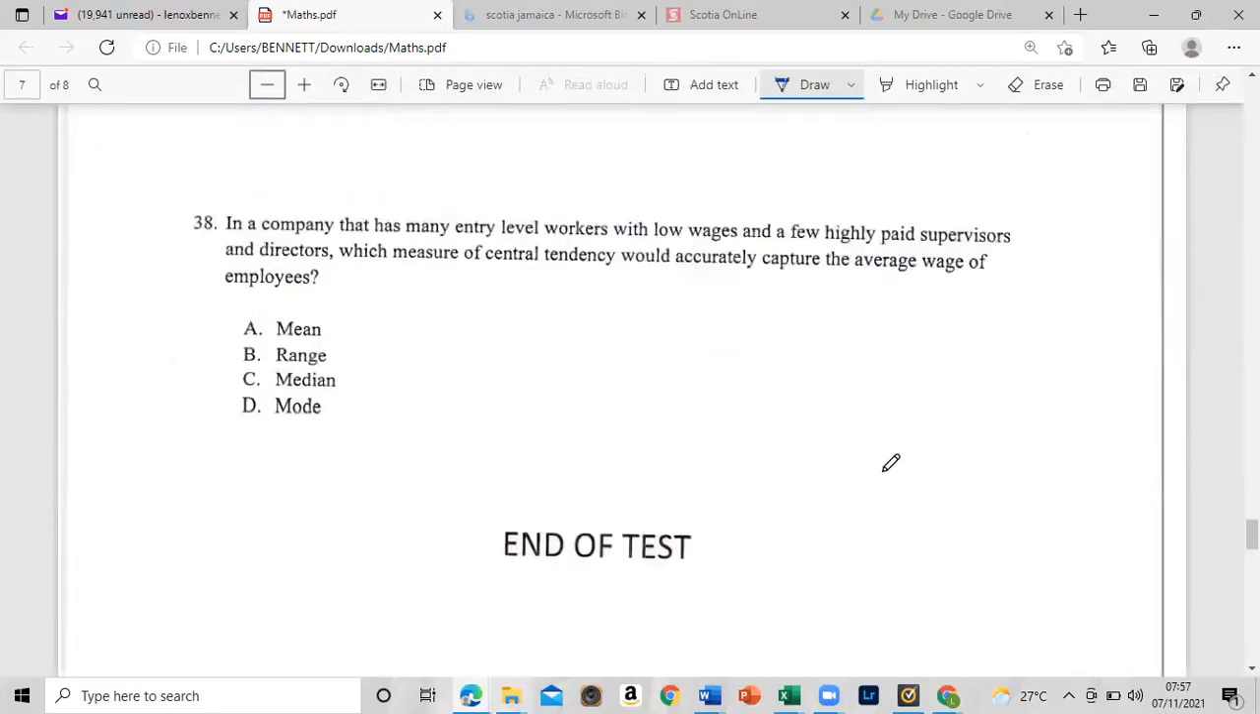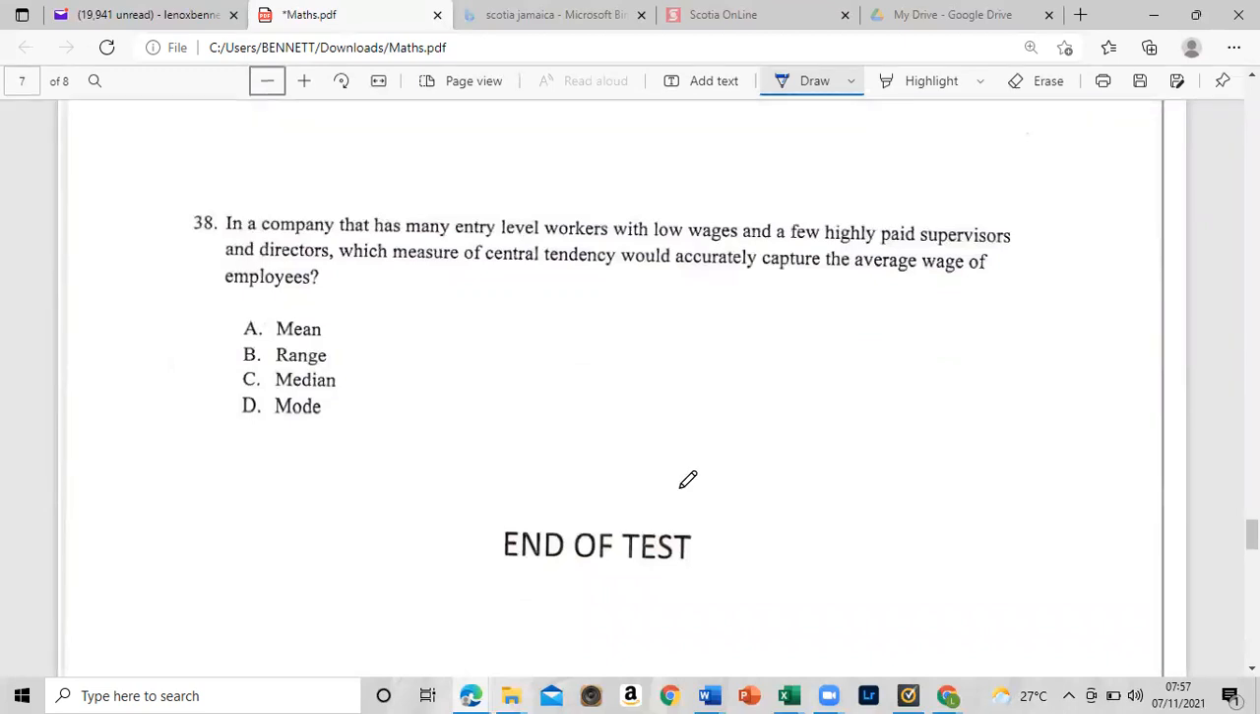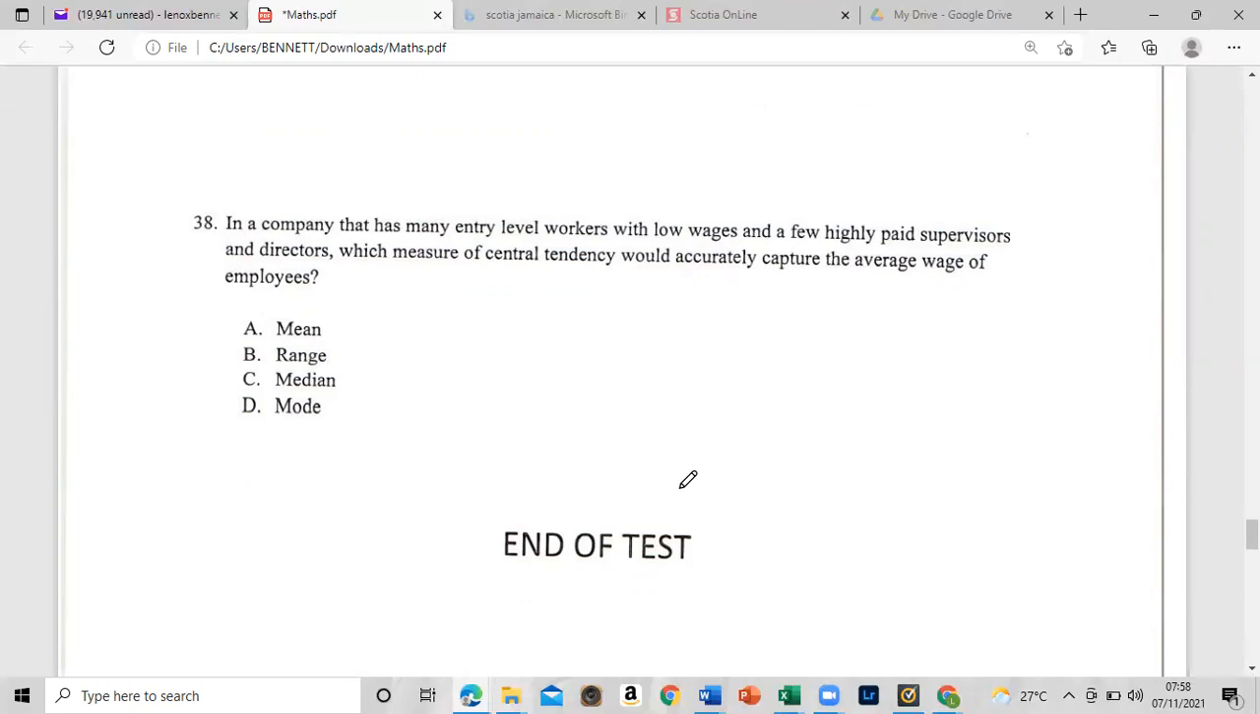38. End of the test. In a company that has many entry-level workers with low wages and a few highly paid supervisors and directors, which measure of central tendency would accurately capture the average wage of the employees? Is it the mean, the range, the median, or the mode? Definitely has to be the mean, as that's what average is.